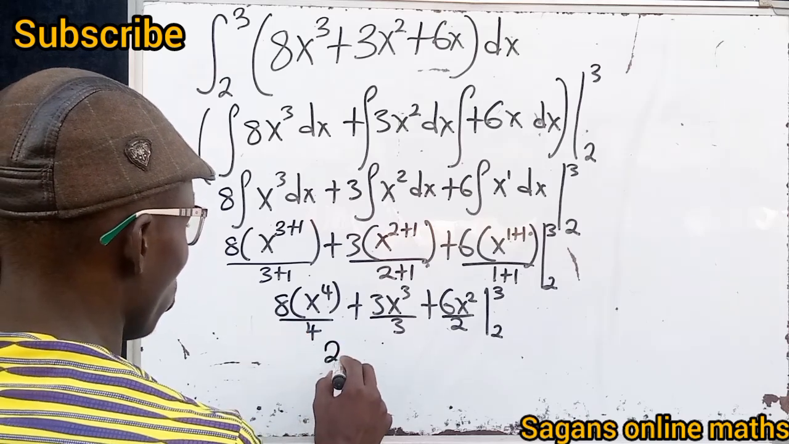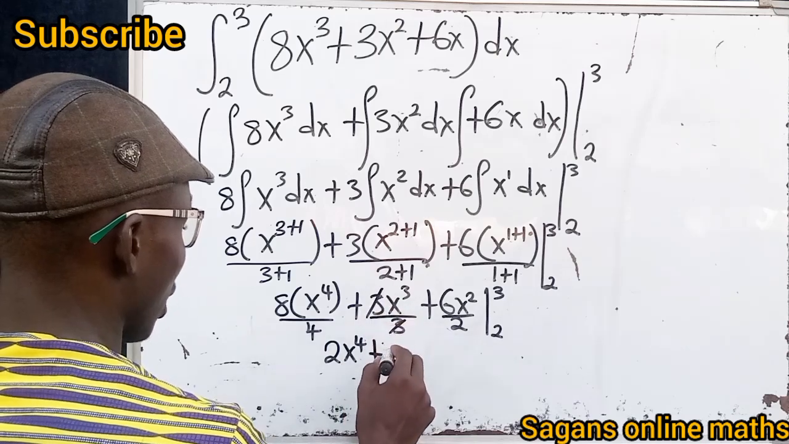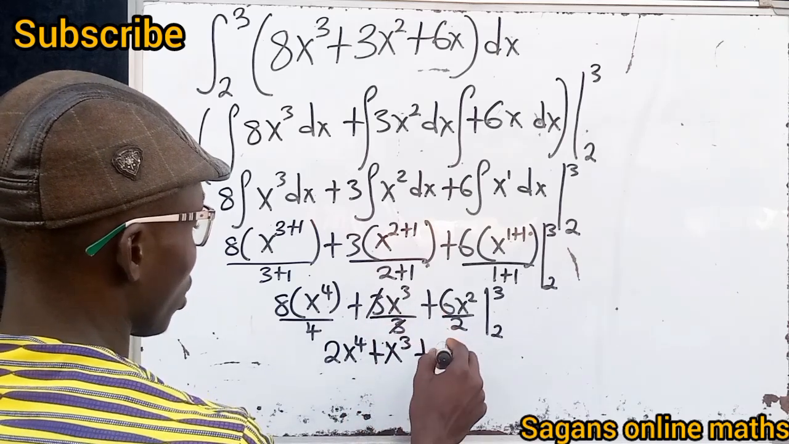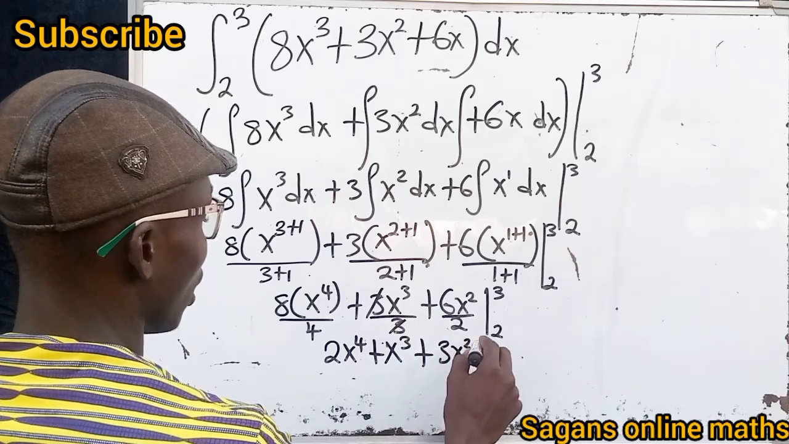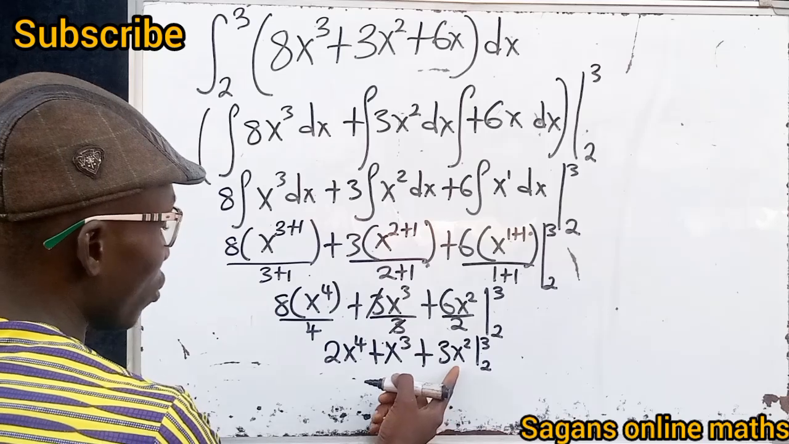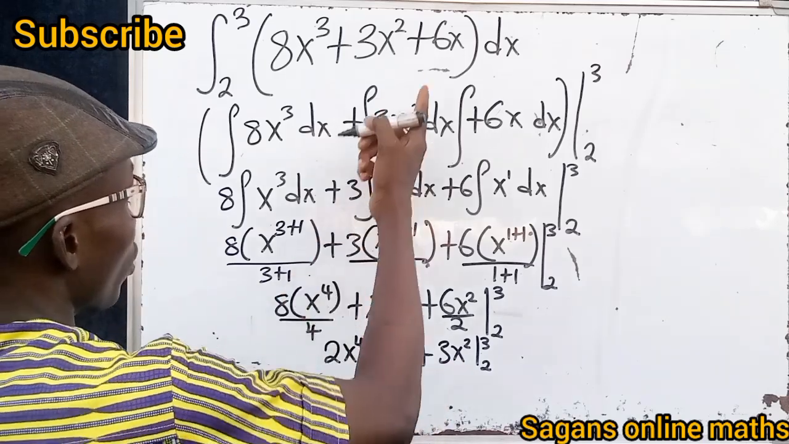So this is 2s to the power of 4, plus 3s to the power of 3, plus 6 divided by 2 gives us 3s squared. Then our boundaries are from 2 to 3. Now we have already integrated this function. That means if we differentiate this, we are going to have what is here already.